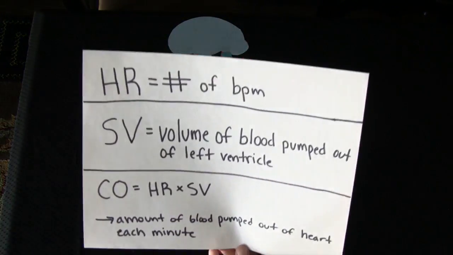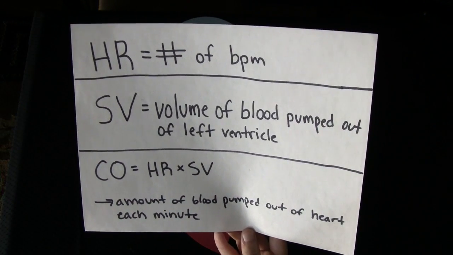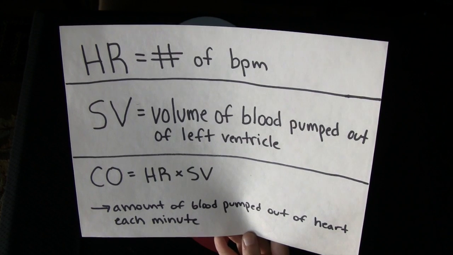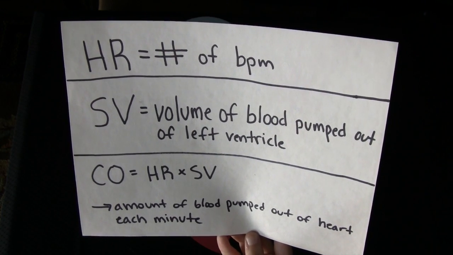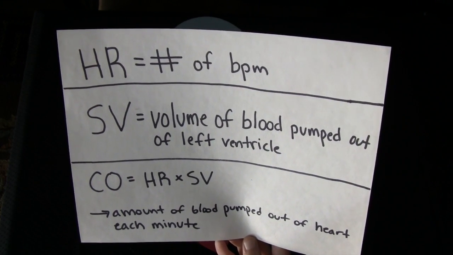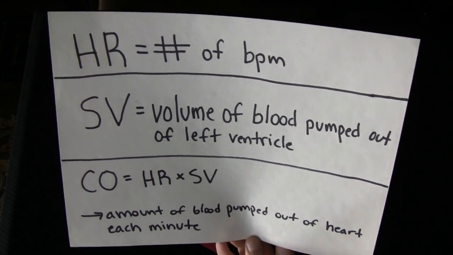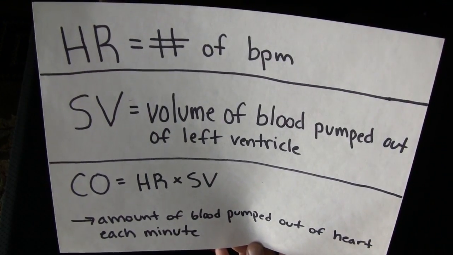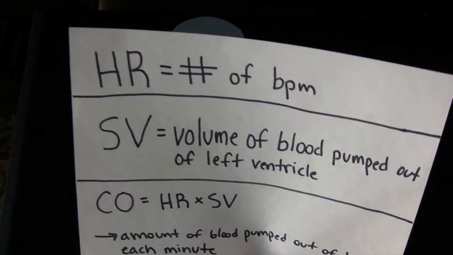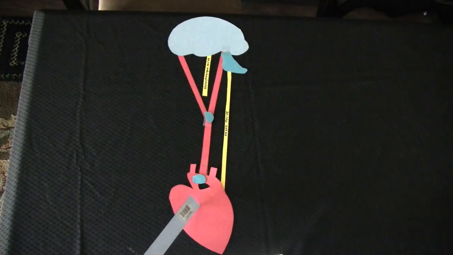Other factors that are important in measuring and analyzing blood flow include the heart stroke volume, which is the volume of blood being pumped out of the left ventricle to be distributed to the rest of the body. Another important measurement is cardiac output, which is calculated by multiplying the stroke volume times heart rate. This also tells us the amount of blood being pumped out of the heart into the body every minute.